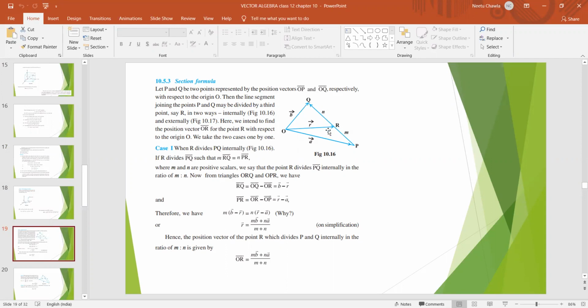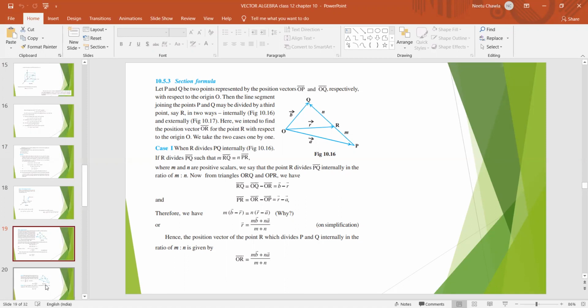See this: m into b vector plus n into a vector upon m plus n. Just the same way as we were writing in class 10th, since it is internal division, we use it in the form of addition. So in case of internal division, it will be with the positive sign, means m into b vector plus n into a vector upon m plus n.